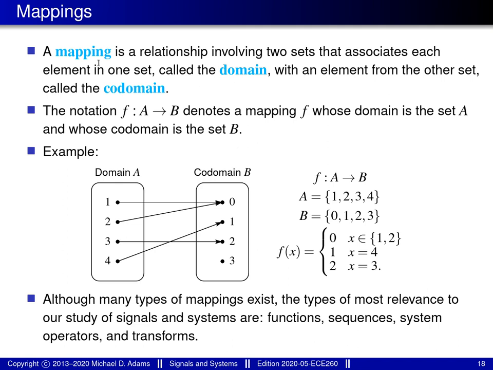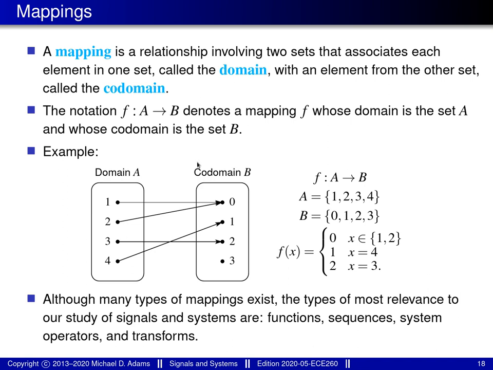So a mapping is a relationship involving two sets that associates each element in one set, called the domain, with an element from the other set, which is called the codomain. So in terms of notation, the way we denote a mapping, if we have a mapping called F, we use notation like this. This means that F is a mapping, and it maps elements from the set A, which is the domain, to elements of the set B, which is the codomain. And probably this is best illustrated in terms of an example.